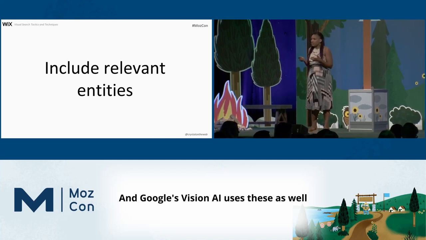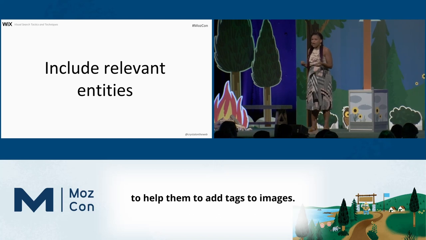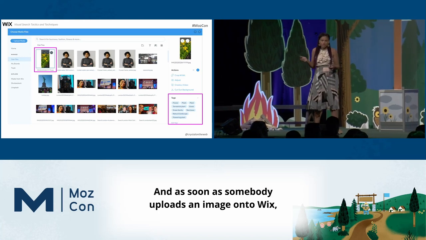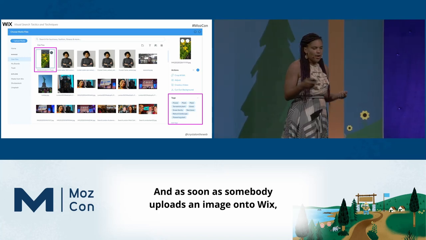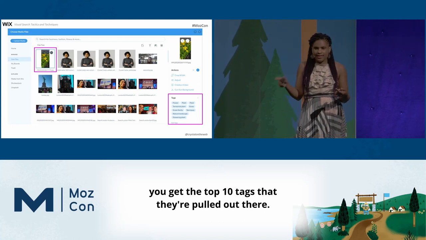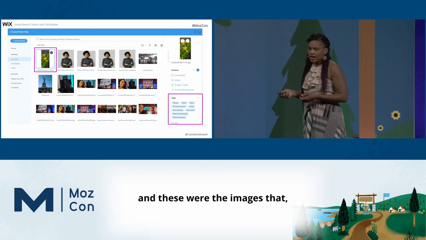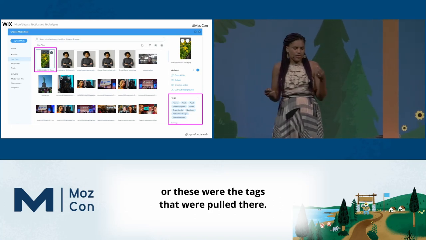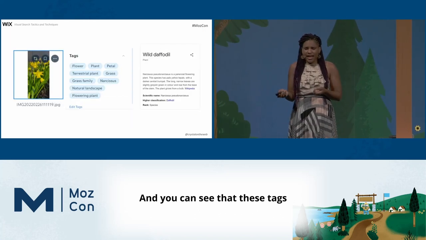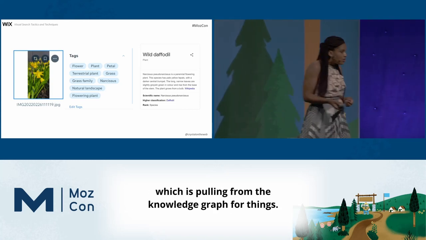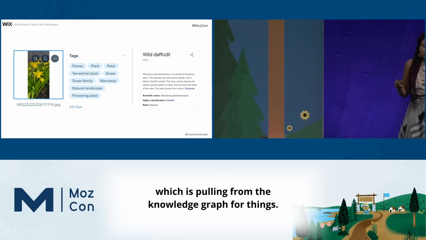And Google's Vision AI uses these as well to help them add tags to images. Within the Wix CMS, we are connected directly to the Vision AI, and as soon as somebody uploads an image onto Wix, you get the top 10 tags that are pulled out. So I uploaded a picture of a daffodil, and these were the tags that were pulled. And you can see that these tags are actually matching what shows up on the knowledge panel, which is pulling from the knowledge graph, for things.